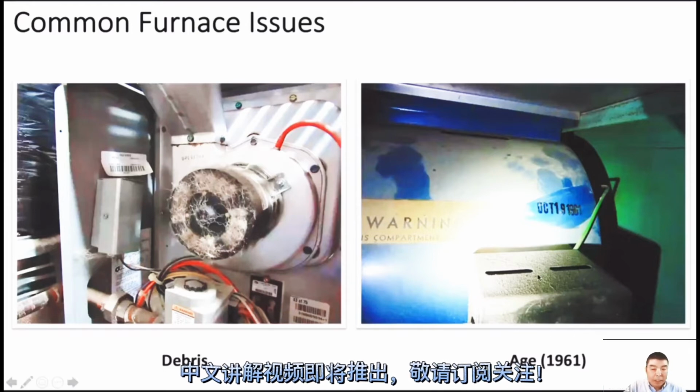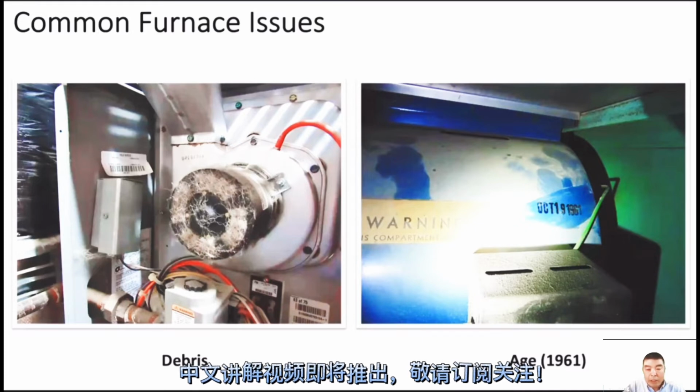This picture shows us the old blower motor housing. They said that before the 1970s, the old motor housing would have the date stamped there, like this one. But on a new furnace, we never find the date on the blower housing.